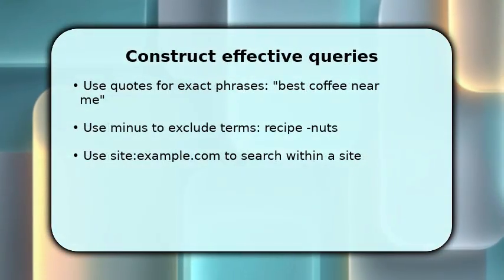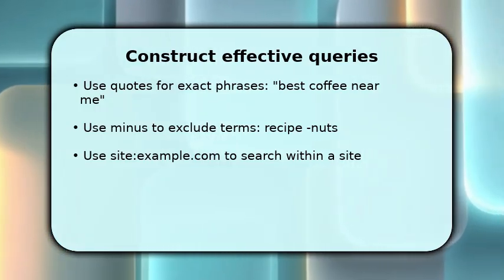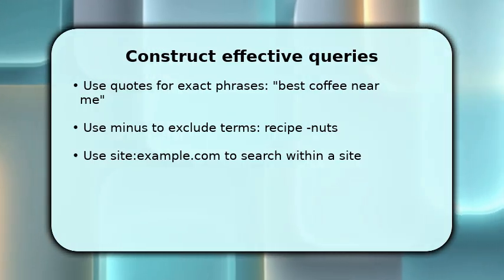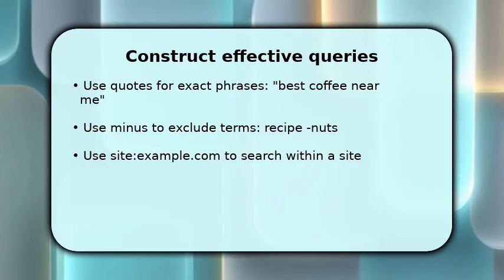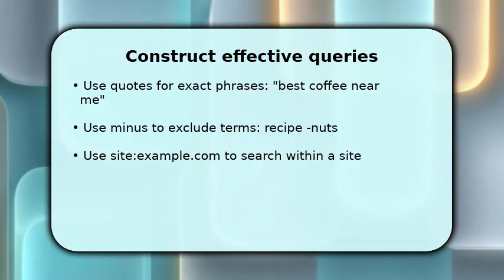Now you'll craft queries that return better answers. Think about intent and keywords. Use quotes for exact phrases when you need precise matches, and add a minus sign to exclude unwanted results. This narrows noise. If you want content from a specific domain, type site, followed by the domain to restrict results.